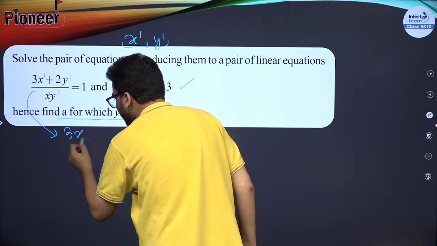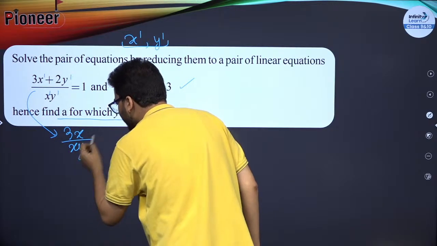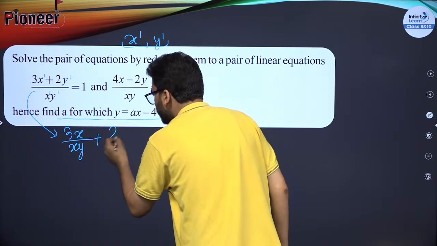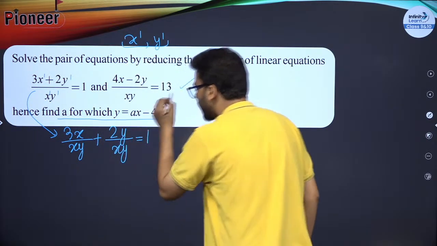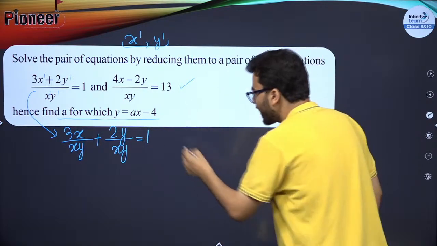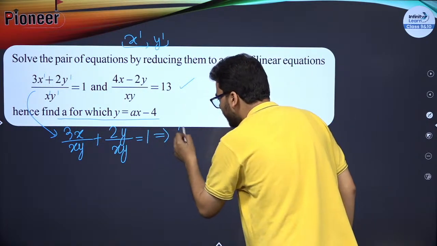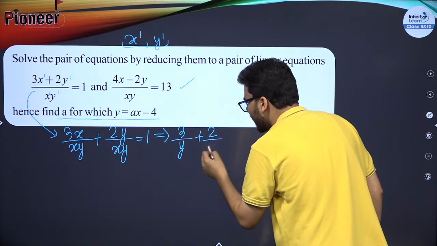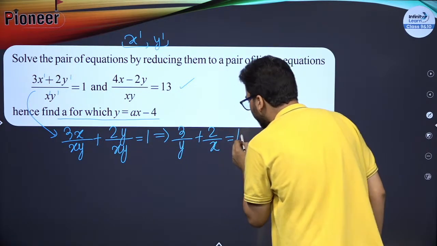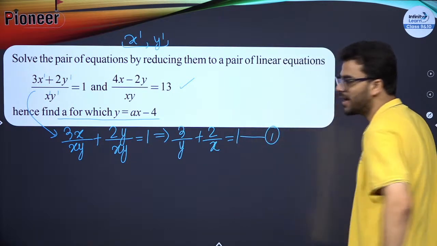So what can I do if I take the first equation over here? Can I separate the denominators? Can I write it like this? 3x upon xy plus 2y upon xy. I can do something like this, and that is equal to 1 over here, right? So what I can say over here, I can further simplify 3 by y plus 2 by x, and that is equal to 1. This is the first equation. I hope that is clear.